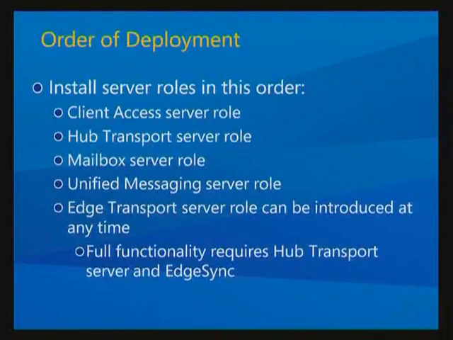Okay, I mentioned the install order. Client access server comes first. Hub transport should be right behind it. Mailbox server should be right behind it. Once you have those 3 things in the site, you have mail flow, you've got mailboxes, and life is good.